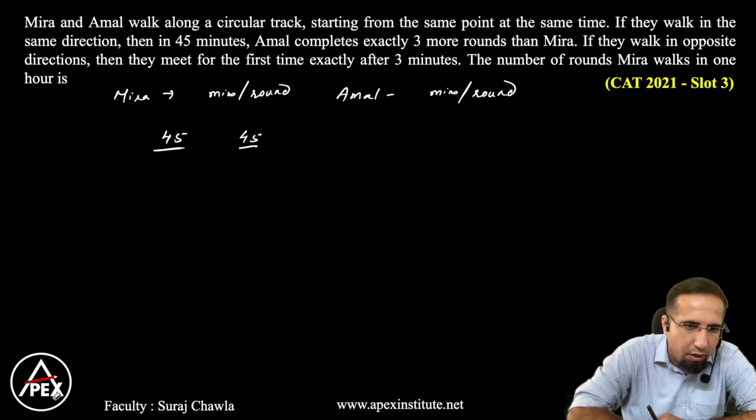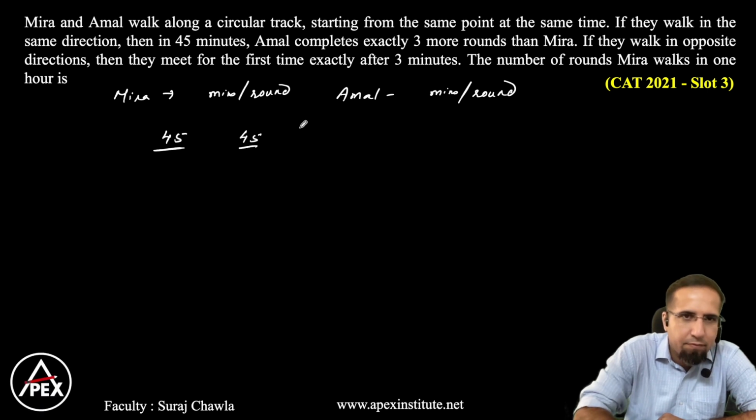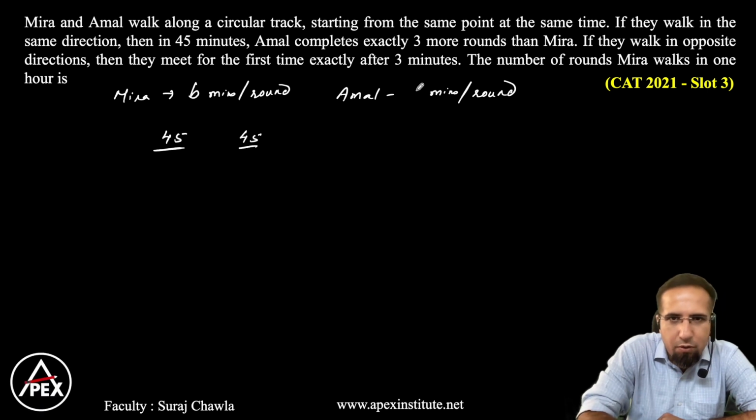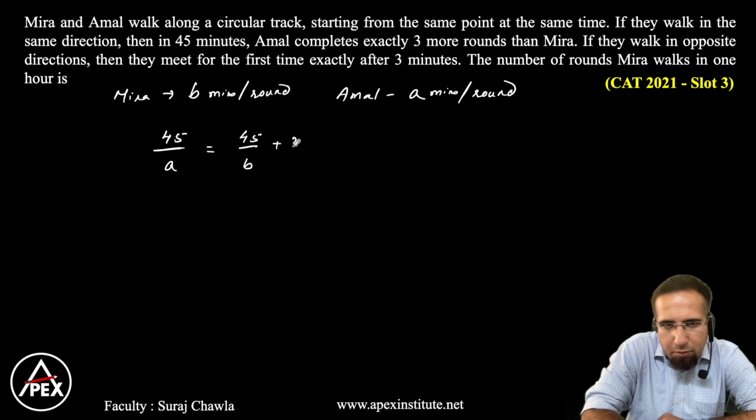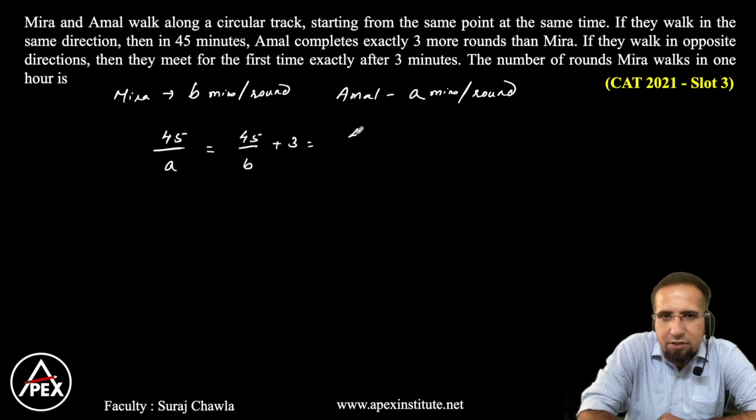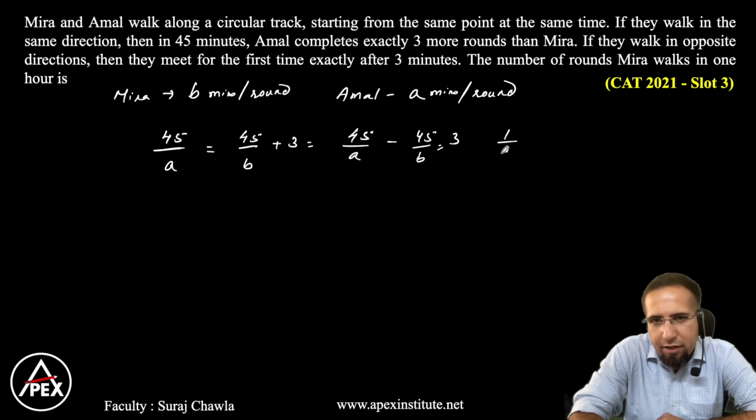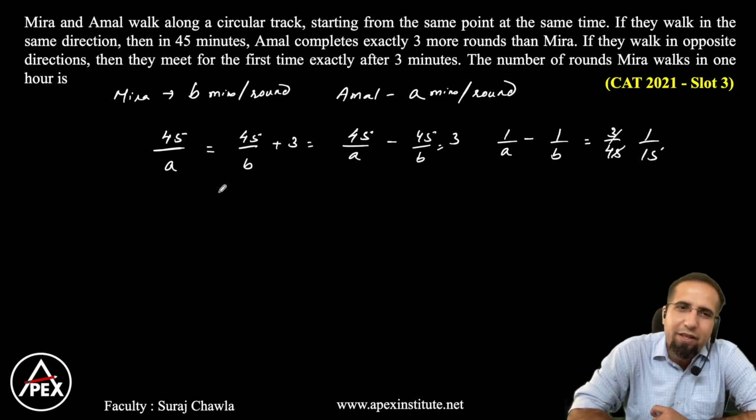So Meera takes B minutes per round and Amal takes A. The number of rounds by Amal is 3 more than the number of rounds by Meera. This can be written as 45 by A minus 45 by B is equal to 3. Or we can write this as 1 by A minus 1 by B is equal to 3 by 45, that is 1 by 15. This is when they are moving in the same direction.